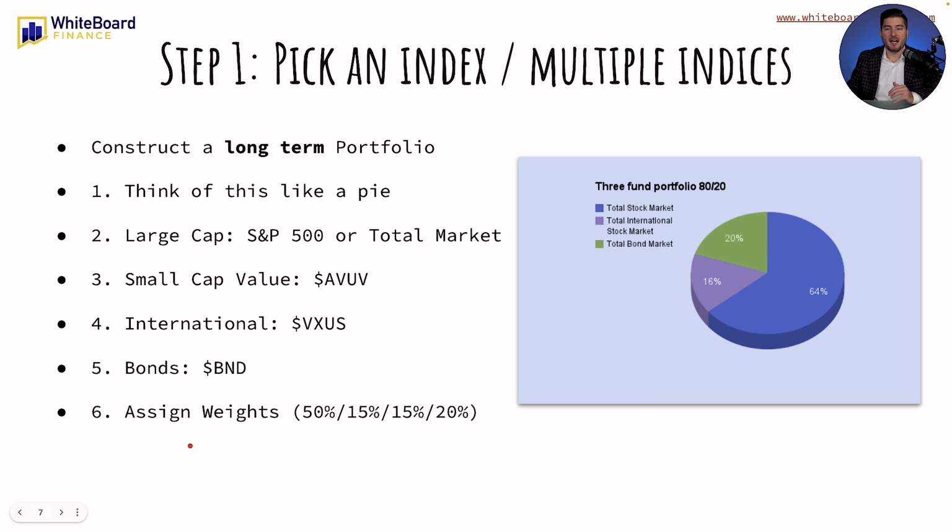So when you think of your pie, think of the slices having different weights. Say, for example, if I'm going to go with a large cap, a small cap, an international, and a bond, you can do 50% of the large cap. You can do 15% of the small cap value. You can do 15% of the international. And if you want to keep that 80-20 intact, you can go with 20% of BND.